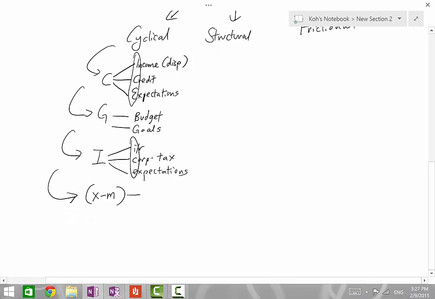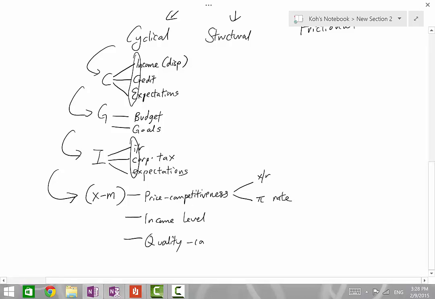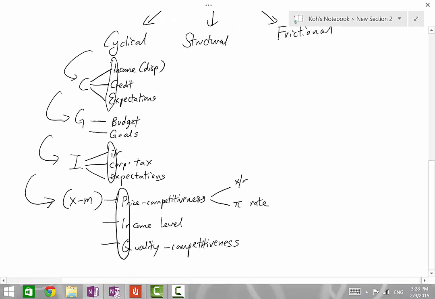X minus M depends on three things. First, the price competitiveness of a country's exports, which depends on exchange rates as well as inflation rates. Net exports also depend on income levels. And finally, quality competitiveness of the country's products. So we have PIQ for short.